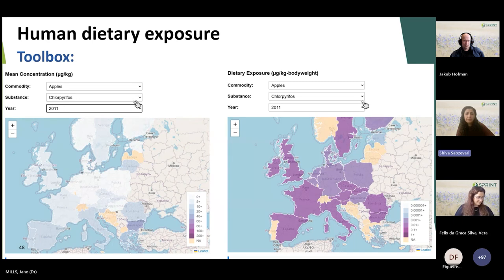In the tool, there is the possibility of filtering the maps for food commodity, pesticide, and year to see the corresponding maps. Here, you can see the residue concentration and dietary exposure maps for chlorpyrifos in apple for the year 2011 as an example. On the left side, you see the concentration map, and on the right side the dietary exposure map is illustrated. The maps give users the opportunity to follow spatio-temporal trends for each food commodity and pesticide. Next slide, please.